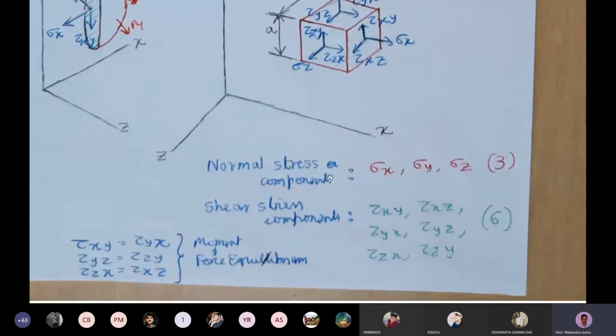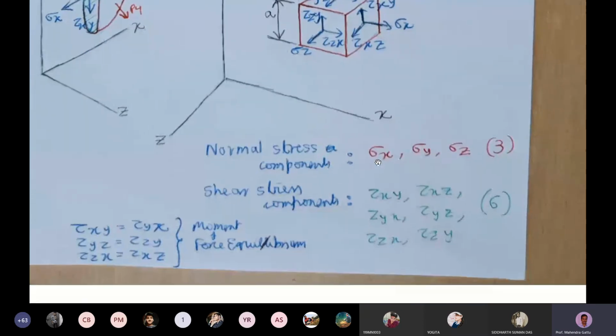So we can just look at those stress components. There are 3 normal stress components, sigma x, sigma y, sigma z, and then there are 6 shear stress components. So tau xy, tau xz for the plane whose normal is along the x-axis, and tau yx, tau yz, and tau zx, and tau zy.